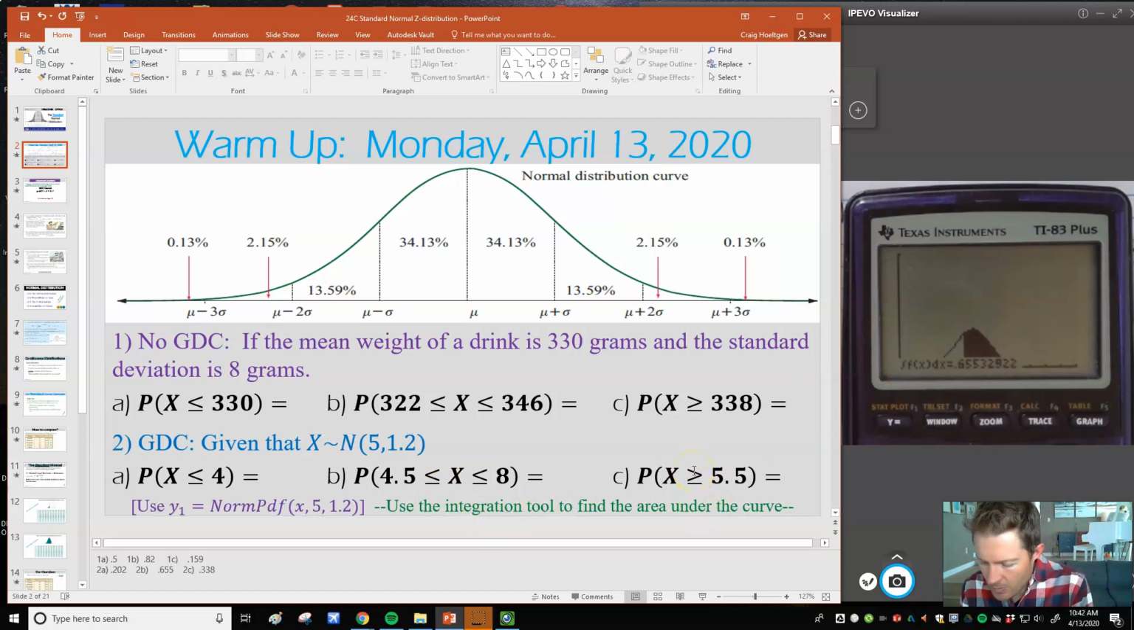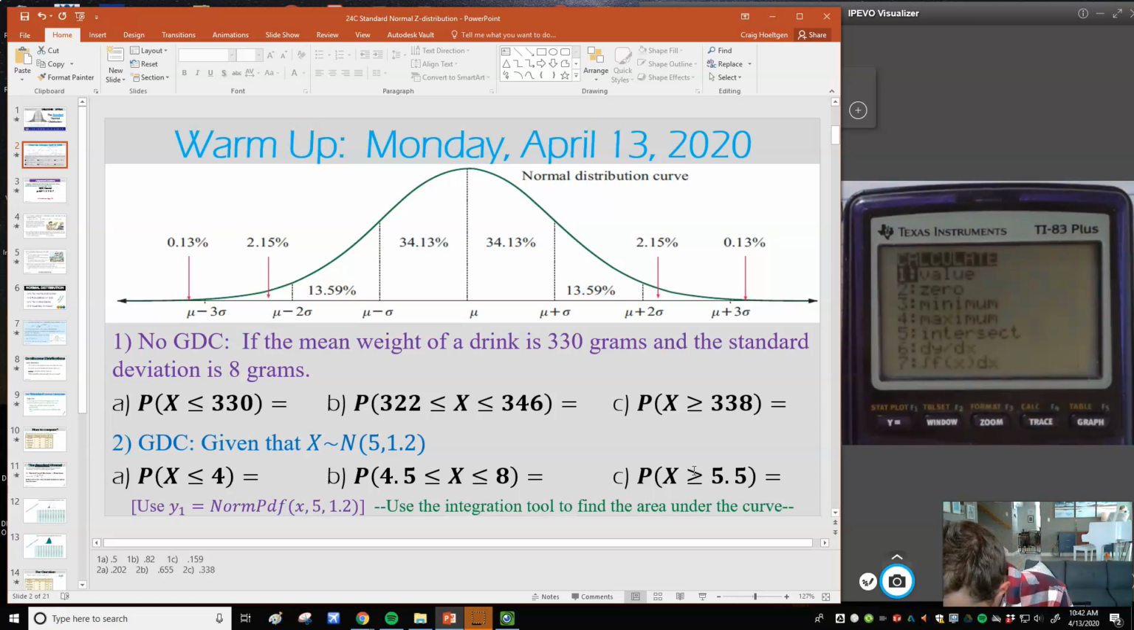Next, let's do the last one. Again, I'm going to tell it to regraph this function so it erases the shading. I just put the cursor over the equal sign, hit enter, enter, turn it off, turn it on. Now this is the very last one. We want greater than 5.5, second calc.